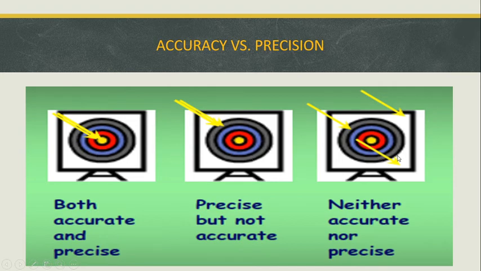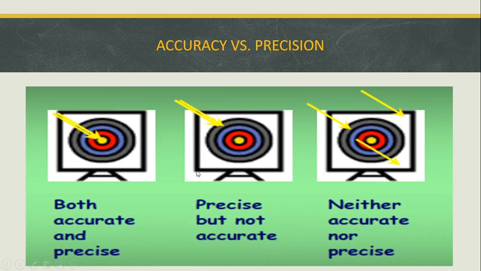In the first archery board, three arrows are there. All three arrows achieve the target and are closer to one another. So we call it both an accurate and precise value. All the arrows achieve the target, so we call it the accurate value, and all three arrows are nearer to one another, so we call it a precise value.